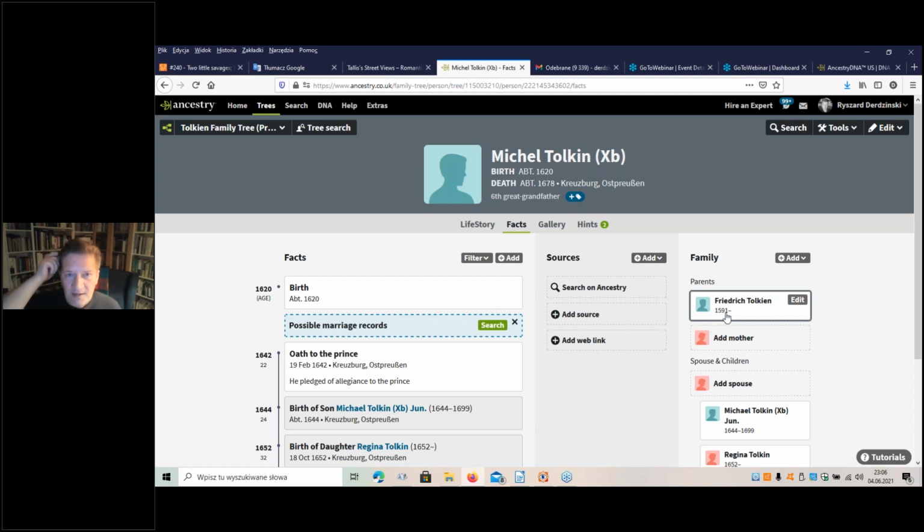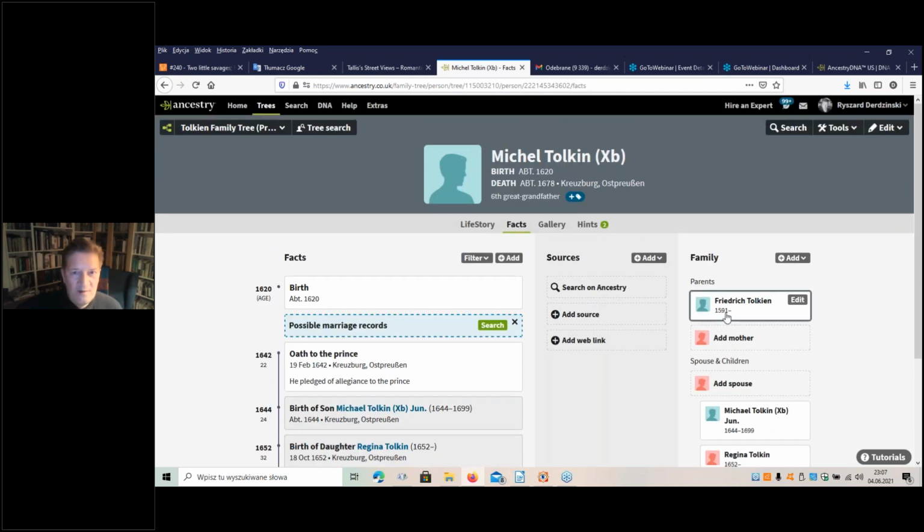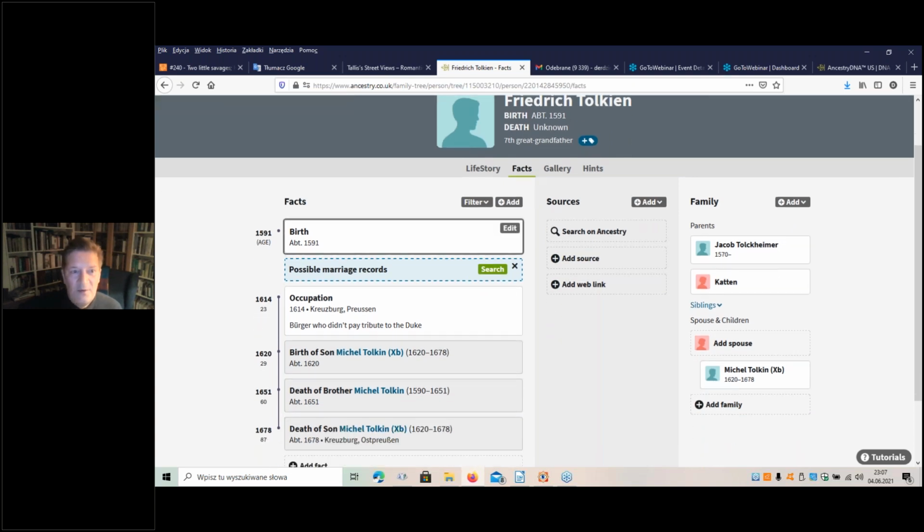And this Michel Tolkien was born probably about 1620 and he died probably at about 1678. So you can see here that deeper in the past we know less. And I am not sure what his occupation was, but he was a citizen of Kreuzberg. And the first Tolkien we find in the documents of Kreuzberg, I am not sure if he was a father of Michel, but probably yes. The only Tolkien we find in a list of citizens of Kreuzberg in 1614 was Friedrich Tolkin. And this was probably seventh great-grandfather of J.R.R. Tolkien. And he was simply a burgher, so citizen.